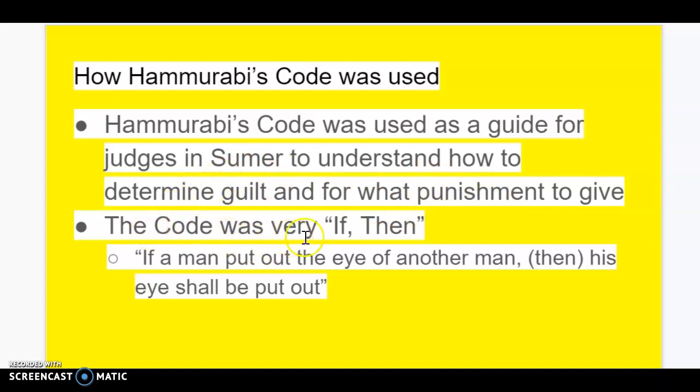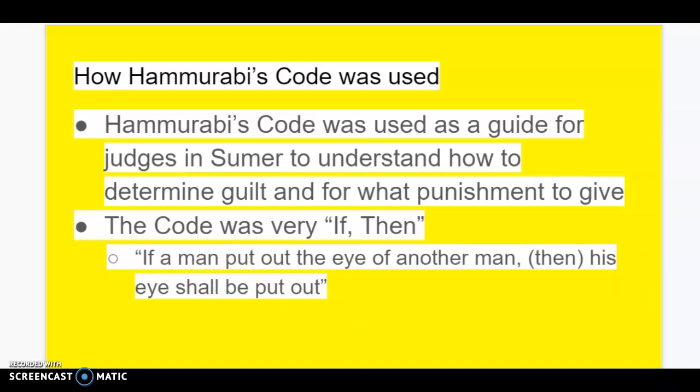So the code is very if-then, like a math equation: if this happens, then this will happen. Here's an example: if a man put out the eye of another man, then his eye shall be put out. It's very much if this happens, then this is the consequence. If this happens, then this is how you should punish this person. It's 282 laws, as you know, but it's been simplified. It's very simple. If this is the situation, then this is how you deal with that situation.